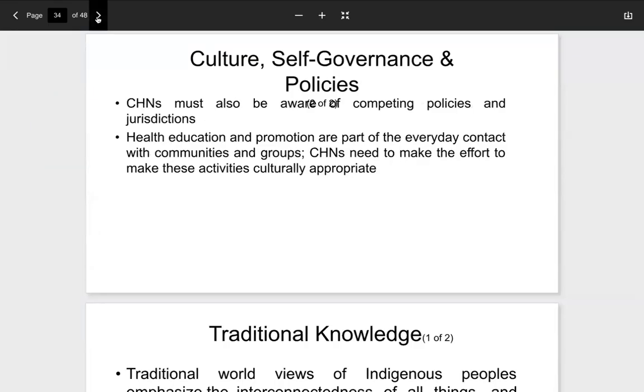We also need to be aware of competing policies and jurisdictions. Like I previously mentioned, the Métis are not included in a lot of these policies because there historically have been discrepancies on which level of government is providing them with support and services and who's taking responsibility. So we do need to be aware of what is going on from a political standpoint as well, because unfortunately health is politics, and politics does influence health and healthcare across Canada.